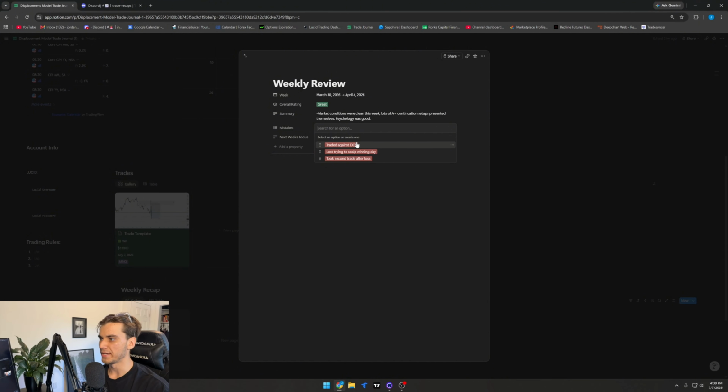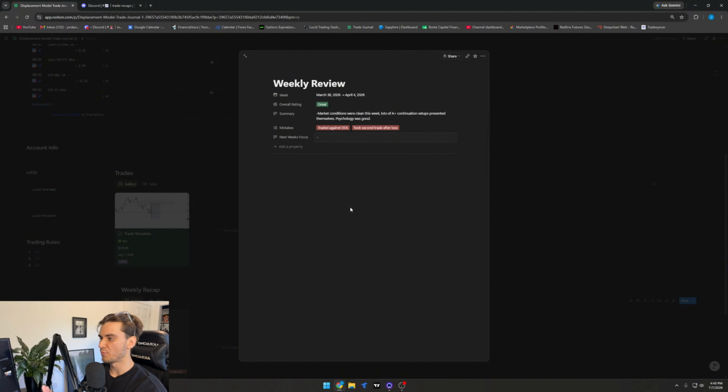This is a section that you can add in what your most common mistakes are. So again, it could be maybe traded against what the higher time frame drawn liquidity was, or took a second trade after a loss. So if one of your rules is that you only take one trade per day, then you can write down that you took another trade after losing and you want to work on that for the following week.